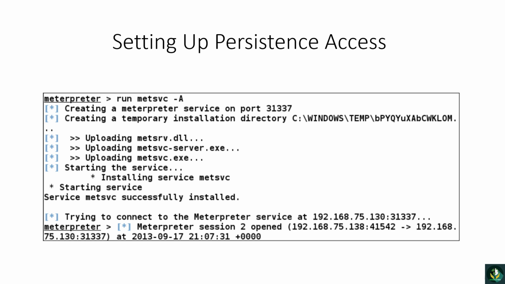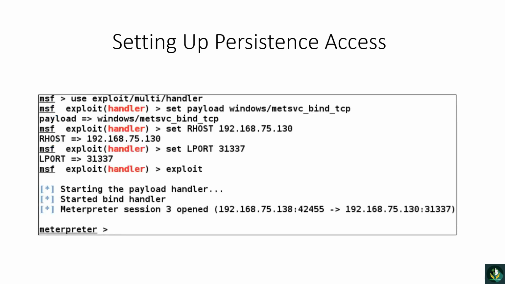So later, whenever access is required to this service, we need to use the metsvc_bind_tcp payload with an exploit handler script, which will allow us to connect to the service again, as you can see here. The effect of metsvc remains even after a reboot of the target machine. This is handy when you need permanent access to the target system, as it also saves the time needed for re-exploitation.